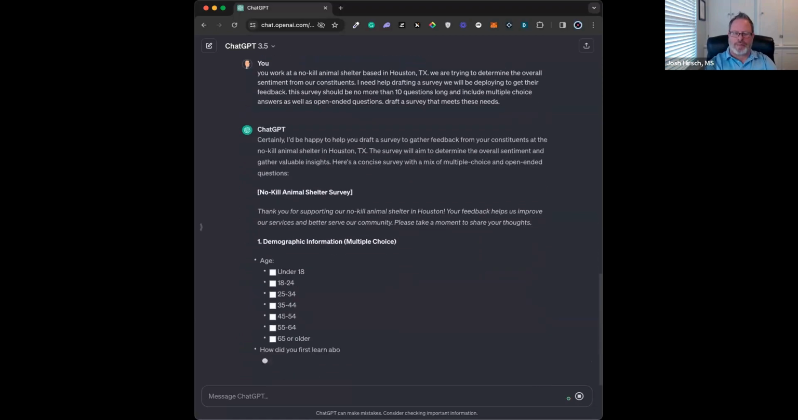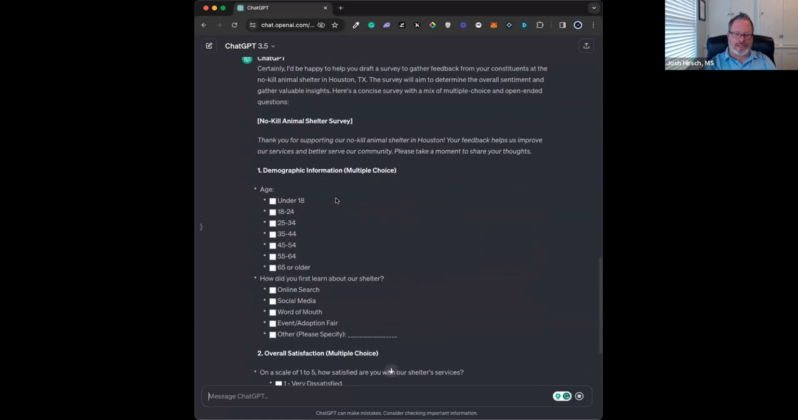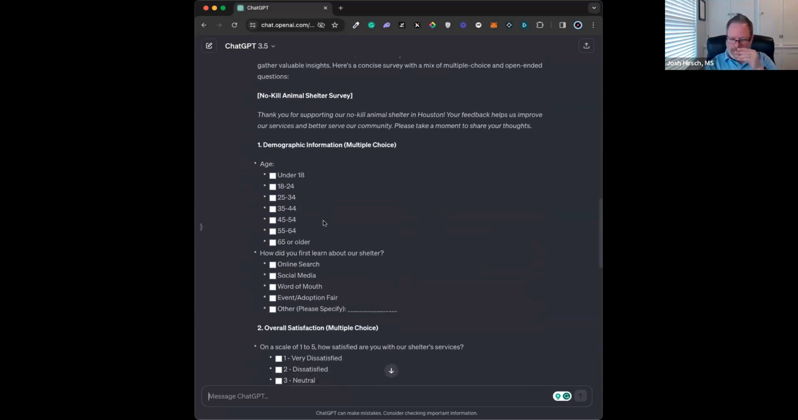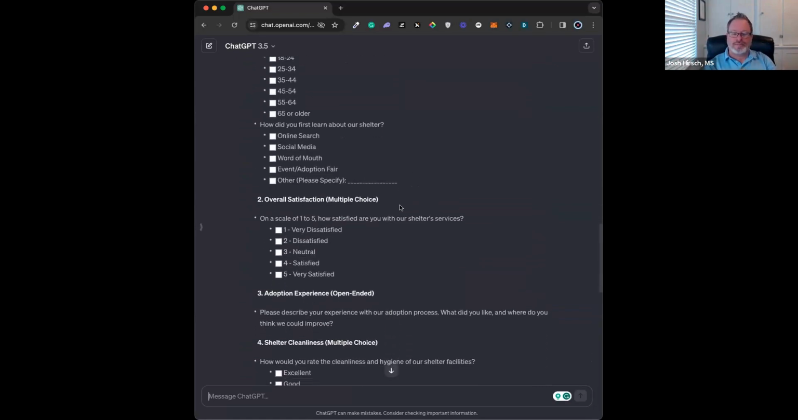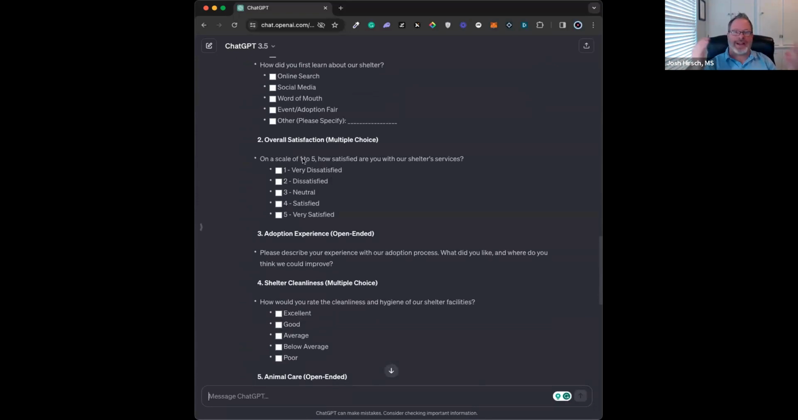So certainly, I'd be happy to help you draft it. First, it's asking for demographic information, which I think is important. It gives us an idea of where they are as far as a potential donor, as well as education level. So that's a good one to leave in. Learning about our shelter, how do they first get connected to us, I think is good. And then we're getting into a Likert scale, 1 to 5. How satisfied are you with our shelter services? We probably could break it down even further, talking about the various different services.